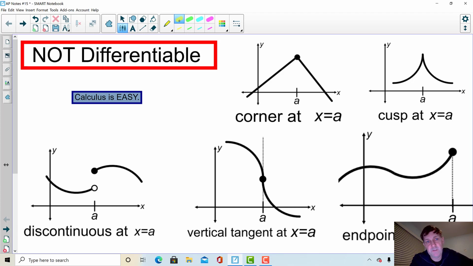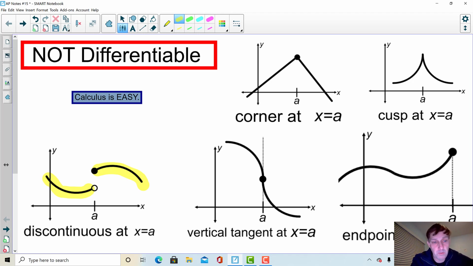Okay, if the derivative exists, we say that it's differentiable, but if the derivative does not exist, then we say it's not differentiable. And here's a bunch of examples where the function is not differentiable. The first one would be any discontinuity. If it's not continuous, it's automatically not differentiable. So here you can see we have a jump discontinuity. A limit from the left exists, a limit from the right exists, but they're not equal to each other. So that's a jump discontinuity.